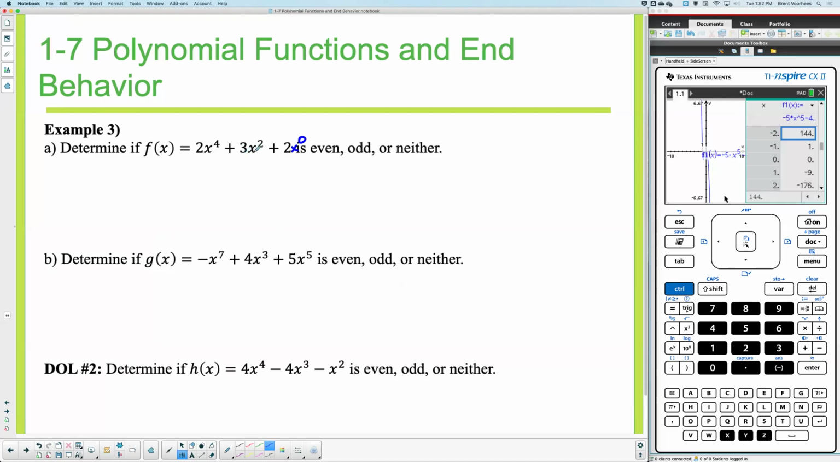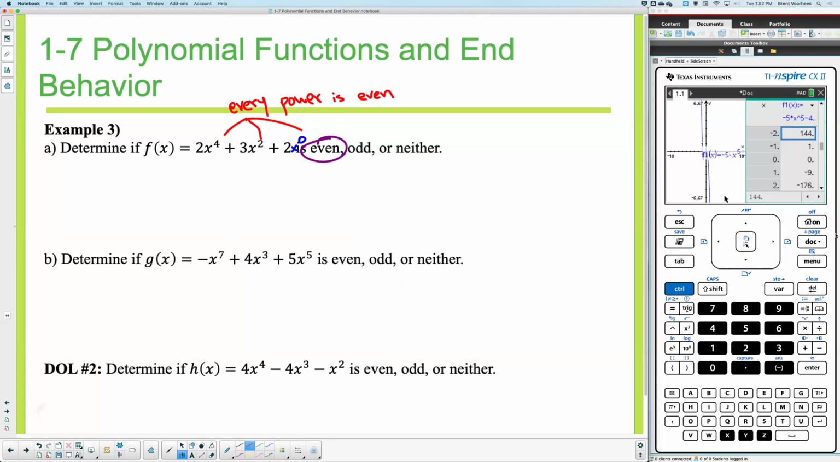So on this one, what can you tell me about my powers? Even powers, odd powers? Every power is even. If every power is even, what type of function is it? It's an even function. Now again, the one thing that's tricky about equations is you need to remember that if it's a constant, that means it doesn't have an x at all, so you put x to the 0 with it.